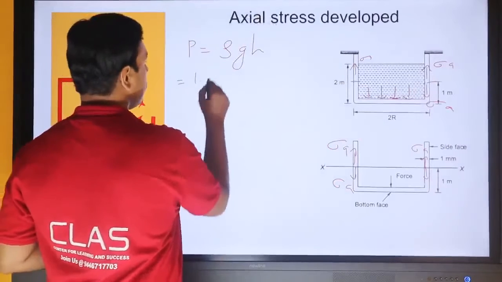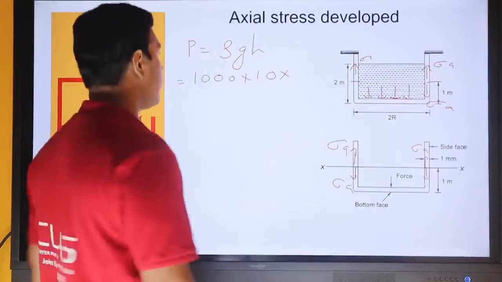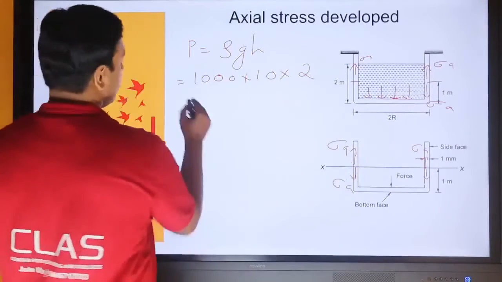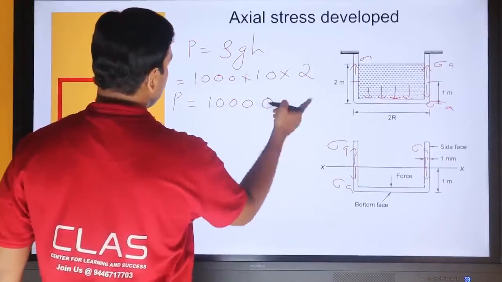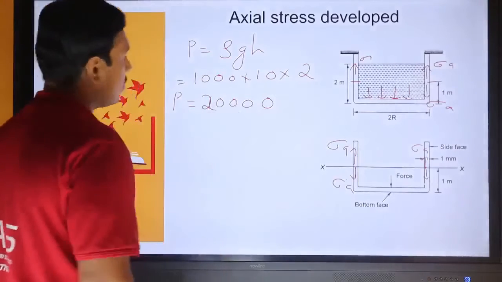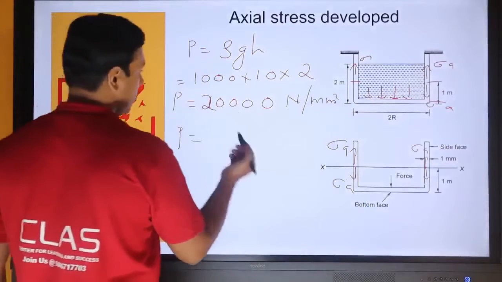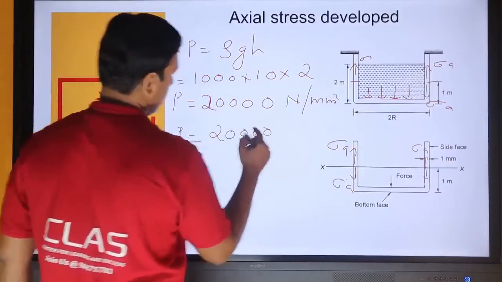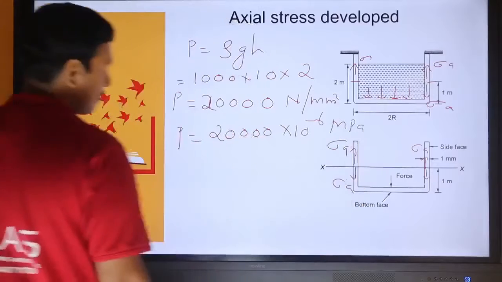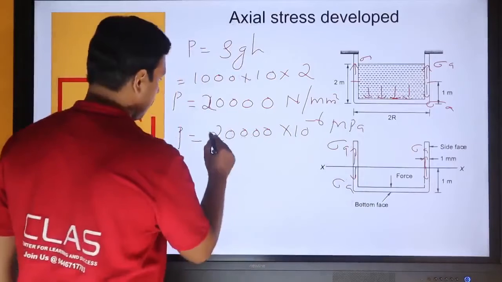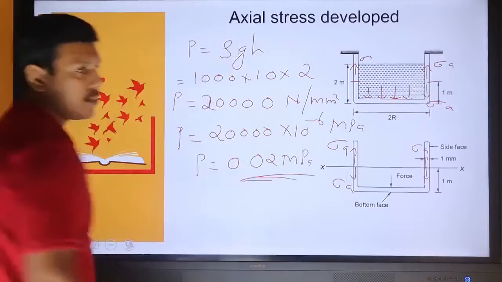Rho is given 1000, G is given 10, and the total height is 2 meter. So pressure is equal to 1000 into 10 into 2, which is 20,000 Newton per meter square. In megapascal, pressure is equal to this value into 10 raised to minus 6 megapascal. Therefore, we get pressure is equal to 0.02 megapascal.